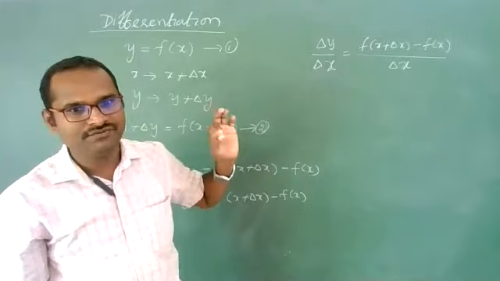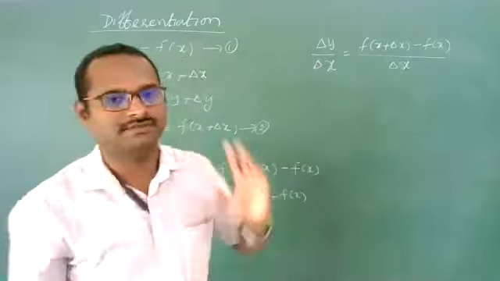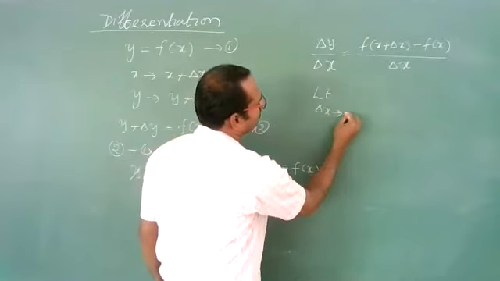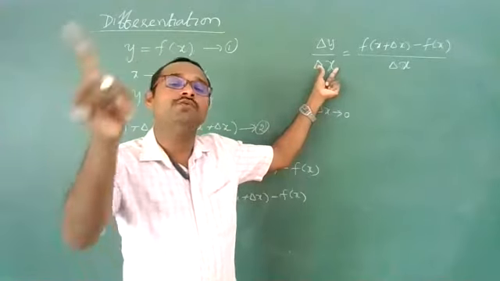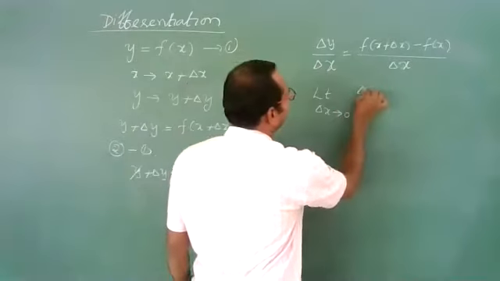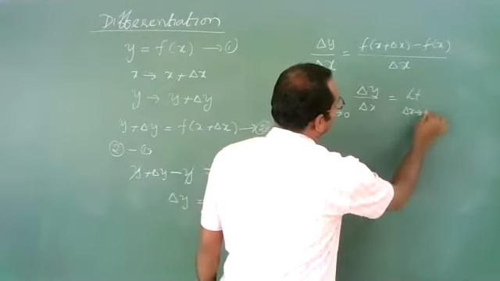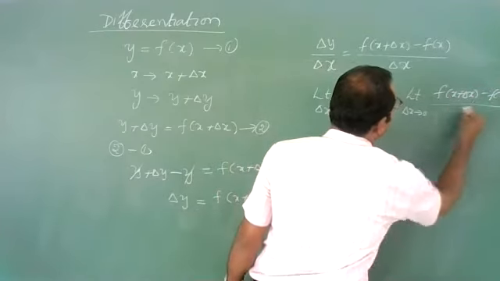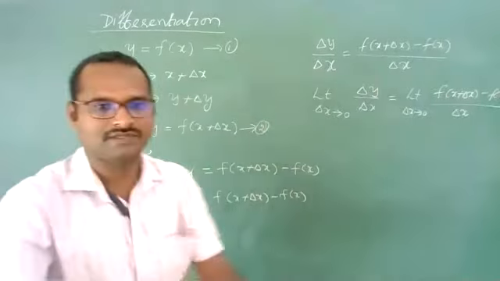And if you want a perfect value of this, you need to apply limits concept. Means if you apply limit delta x tends to 0, means that small increment in x we have taken almost equal to 0 but not equal to 0. Then delta y by delta x can be written as limit delta x tends to 0 of f of x plus delta x minus f of x divided by delta x. You can write.